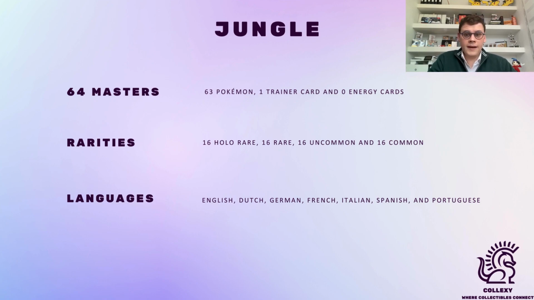The rarities: of every rarity there are 16 cards, 16 masters. So what do we mean by that? There are 16 holo rares, 16 rares, 16 uncommons, and 16 commons. Jungle was printed in a few less languages than base set because it was only printed in English, Dutch, German, French, Italian, Spanish, and Portuguese.